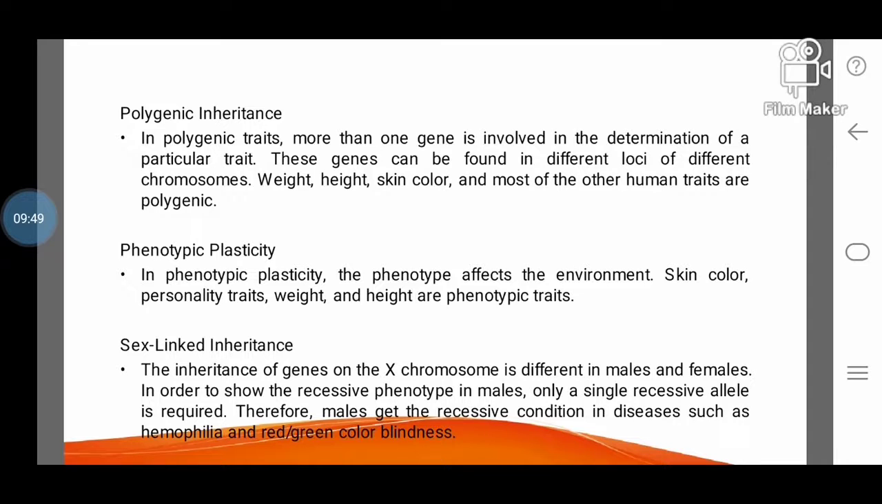So the inheritance of the genes on the X chromosome is different in males and females according to sex-linked inheritance. In order to show the recessive phenotype in males, we only need one single recessive allele. Therefore, males can get recessive conditions or diseases like hemophilia or color blindness.